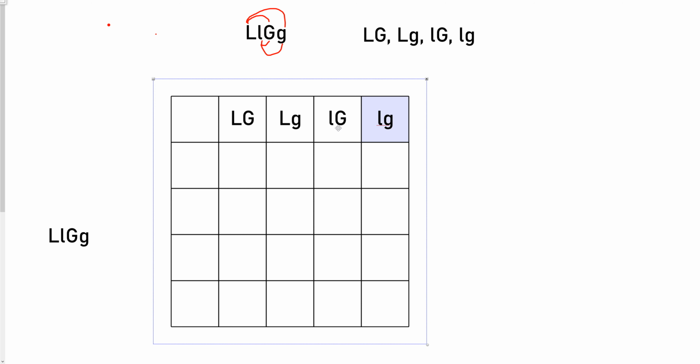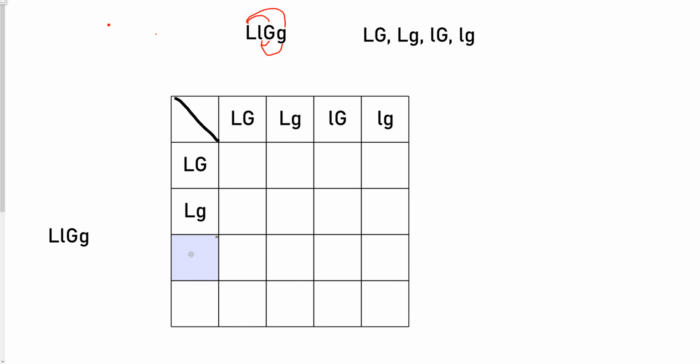And since this guy down here is also a heterozygote, we can just use the same ones again. So big L, big G, big L, little g, little L, big G, and then finally little L, little g.